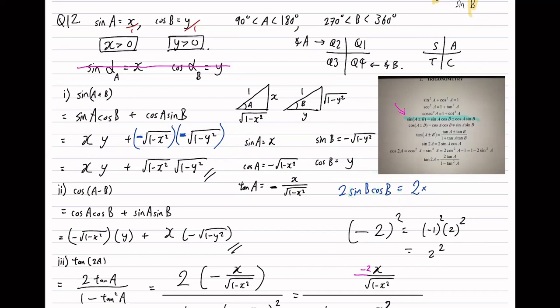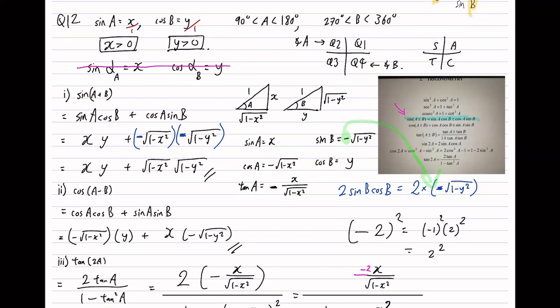What's sine b? Sine b is square root of 1 minus y squared. Cosine b is, please be careful, there's a minus in front. Remember? Do you understand why there's a minus? Because it's in the fourth quadrant, where only cosine is positive, sine is negative. That's why you need a minus. And we know this value here, square root of 1 minus y squared, is positive because we know y is positive. Actually, in general, square root is always positive. So basically there should be a minus.